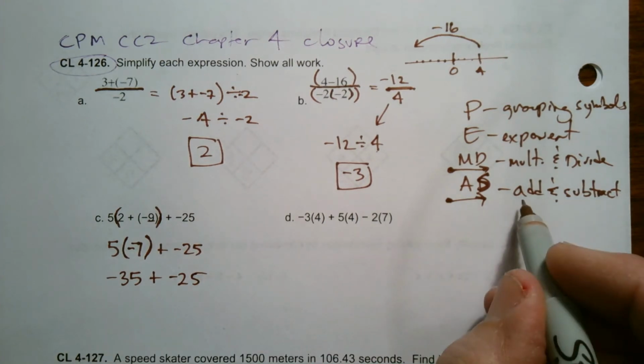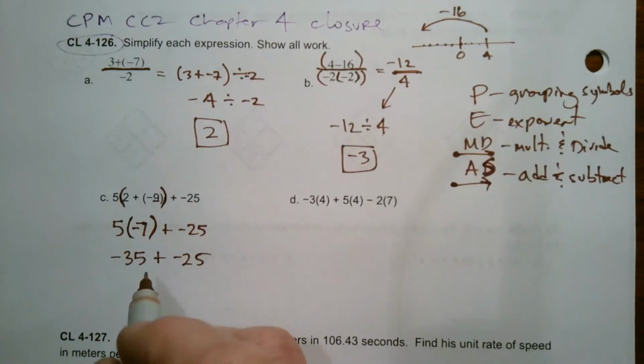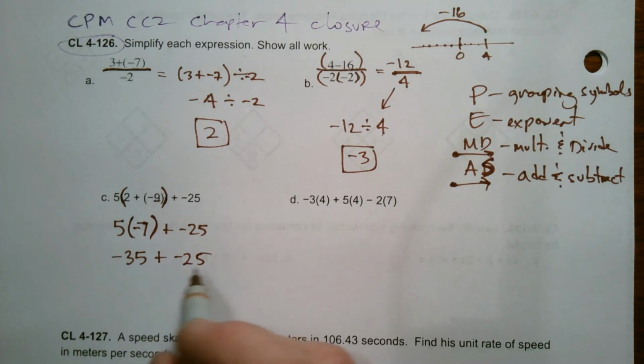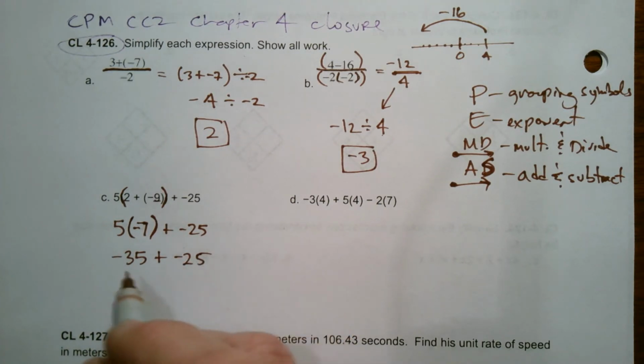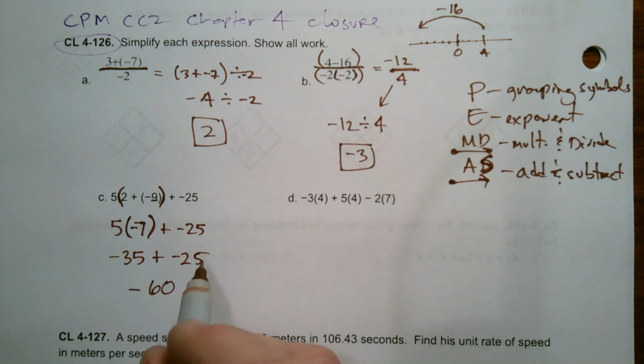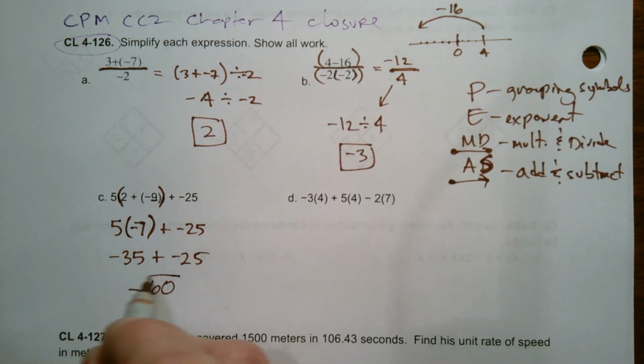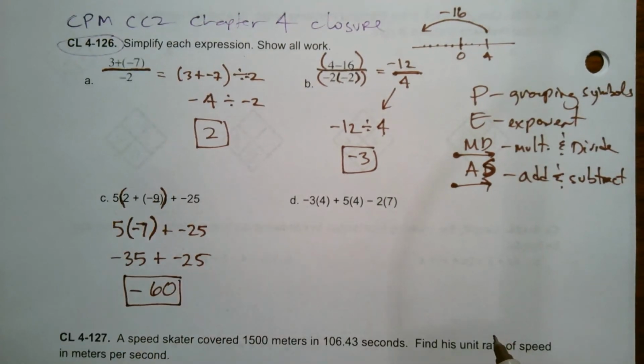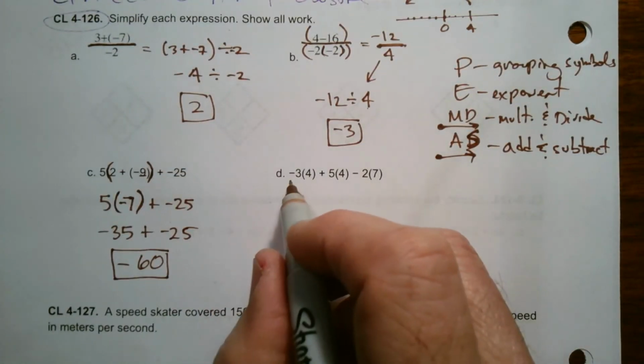Now I'm at addition. When I'm adding two negatives, I've got negative 35 plus another negative 25. It's more negatives. Adding all the negatives together gives you negative 60. It's as if I owe somebody $35 and I owe somebody else $25. Together, I'm in debt $60. There we go.